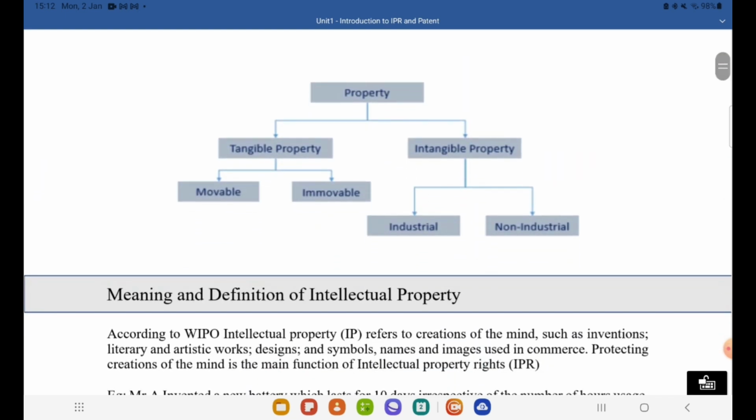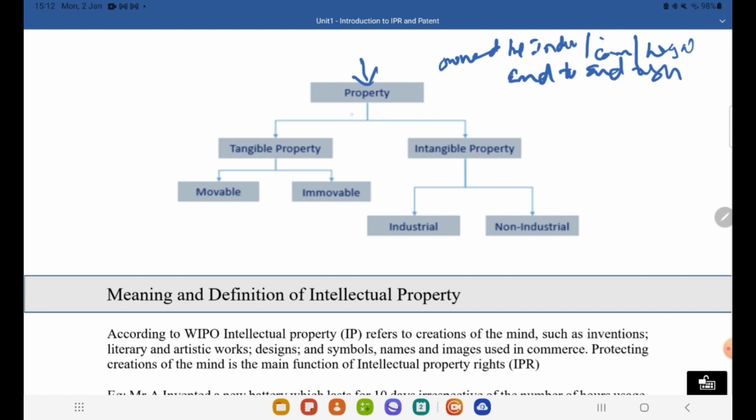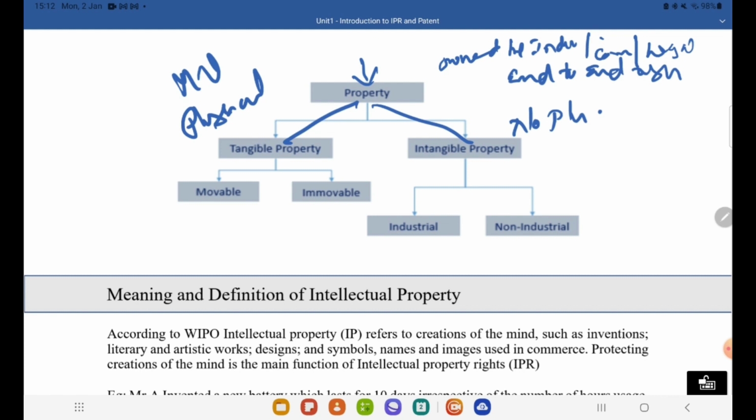To summarize, what is property? Property means anything which is owned by an individual, company, or any legal person, and having end-to-end rights. The property can be tangible or intangible. Tangible has a physical existence; intangible has no physical existence. In both, monetary value will be there.